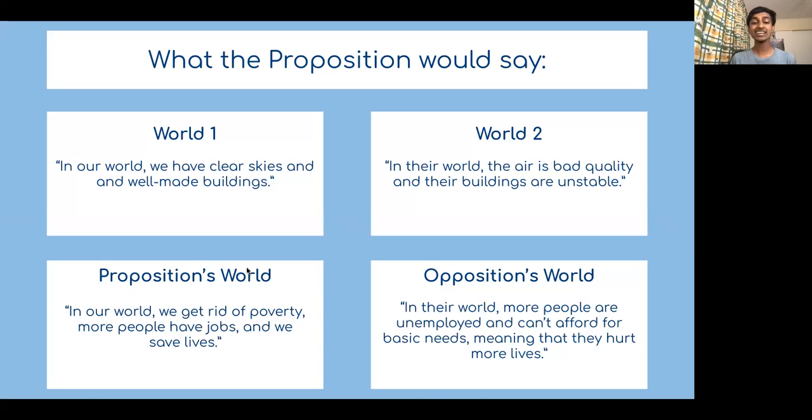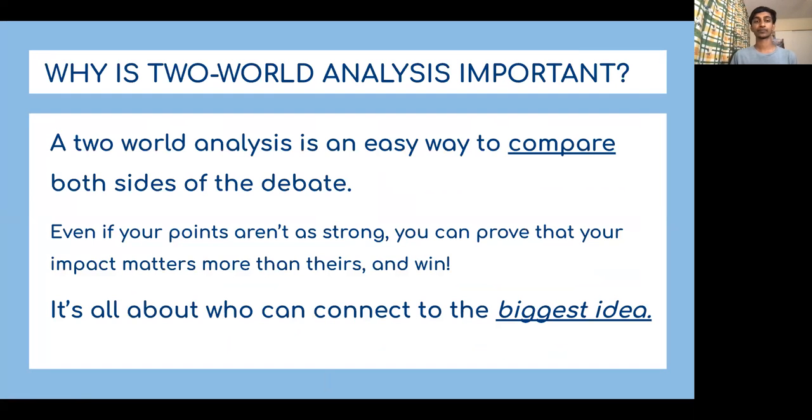Now, in a debate context, what you might say in a topic, for example, the minimum wage, is in our world, we get rid of poverty, more people have jobs, and we save lives. However, in our opponent's world, more people are unemployed, they can't afford basic needs, meaning they hurt more lives. See what we're doing here? We're emphasizing the good parts of our world, and then we're comparing that to the bad parts of our opponent's world. And that's what we call a two-world analysis.